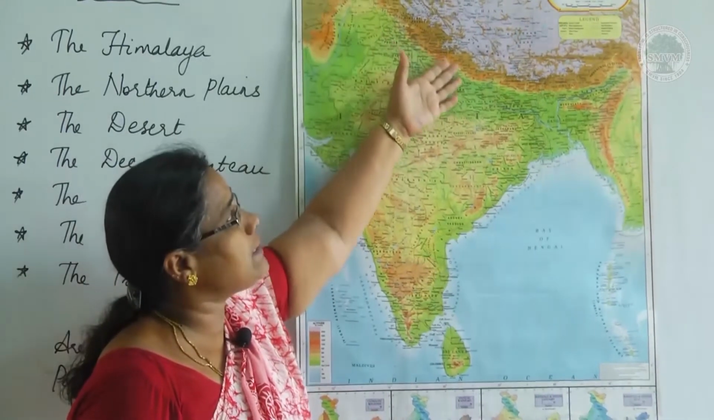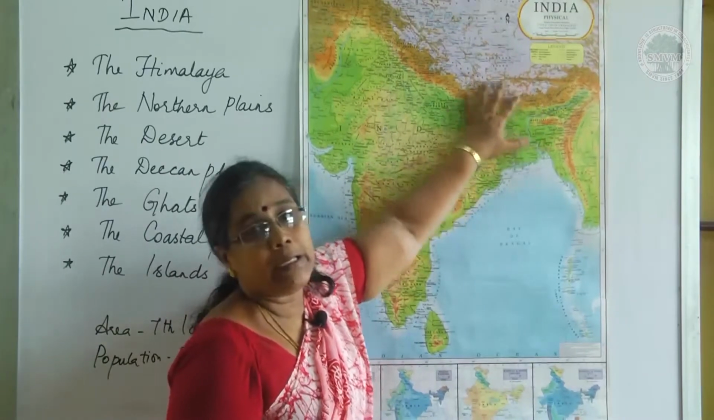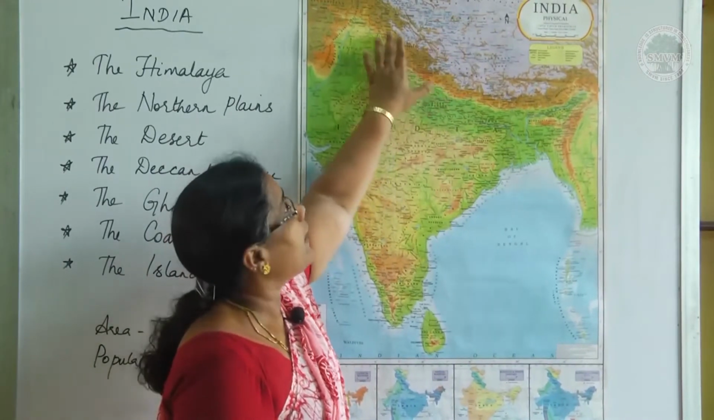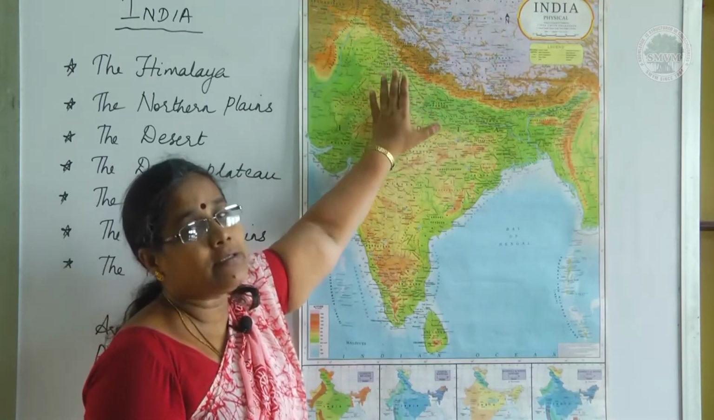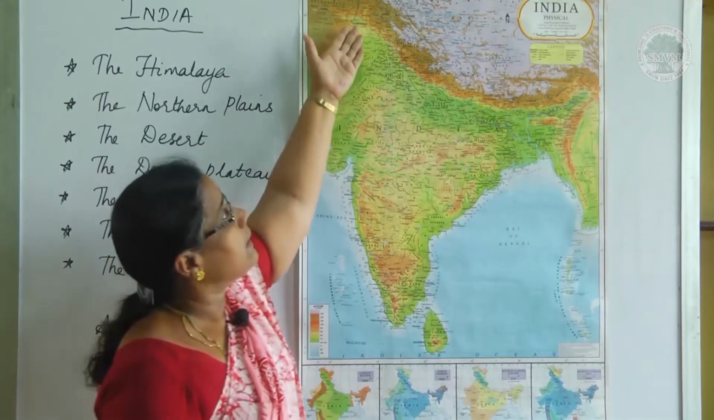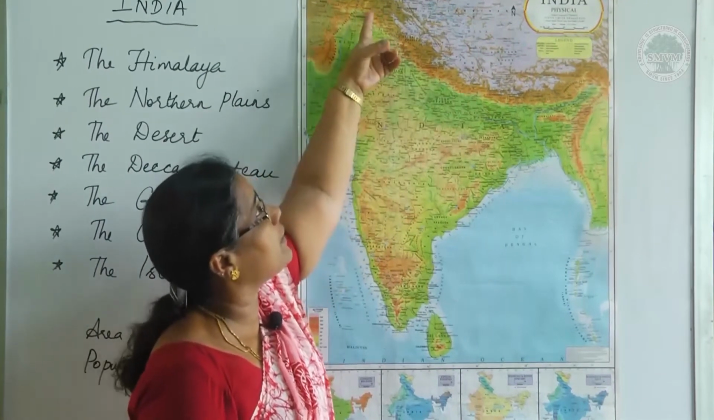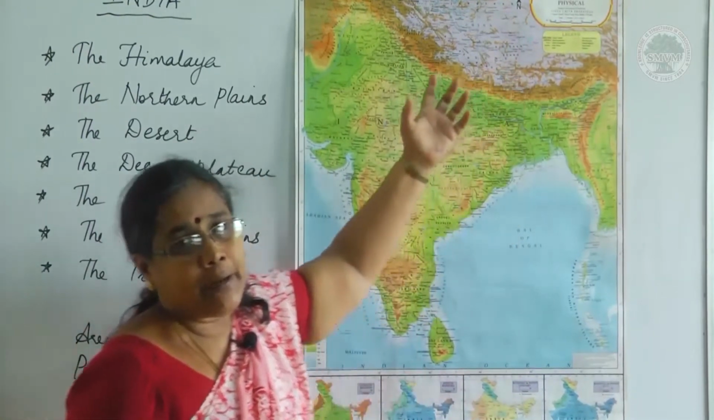So this Himalayas, you could see this brown area, it is all completely Himalaya. And the Himalayas has the world's highest mountain peak, Mount Everest. Right? The Himalayan range extends from the north and goes up to the northeastern side of India.